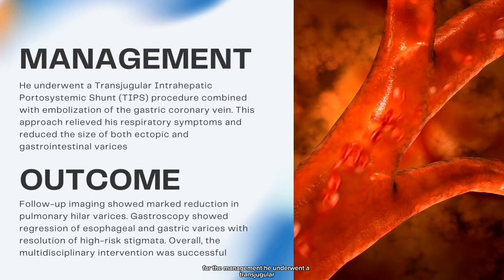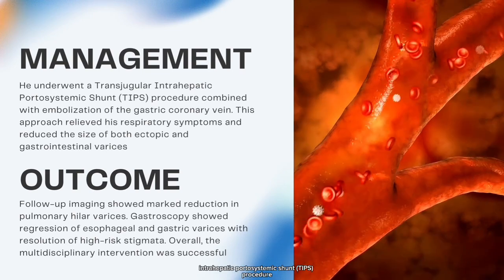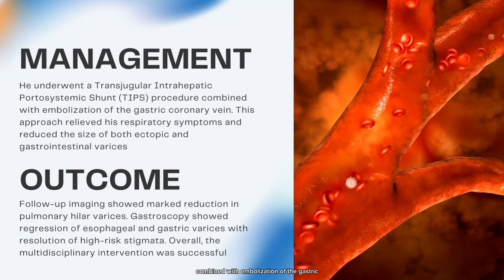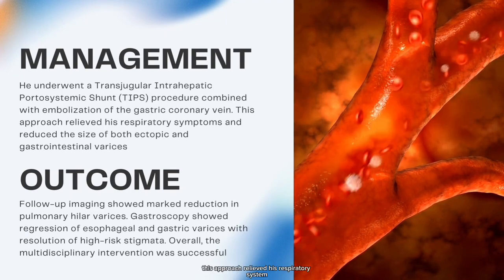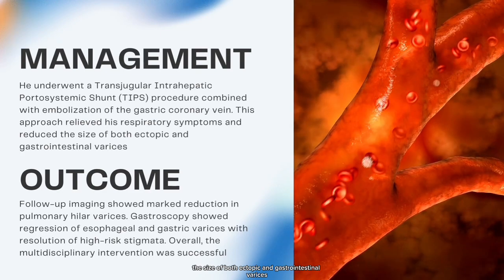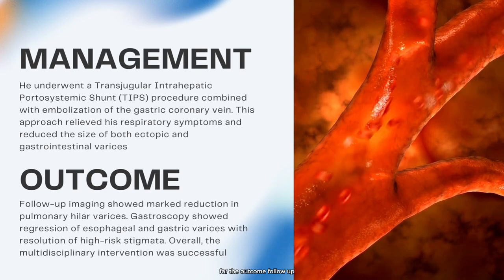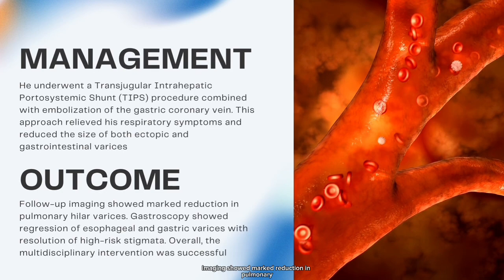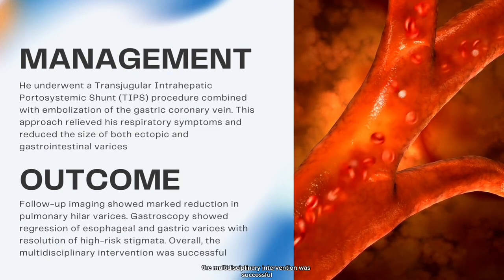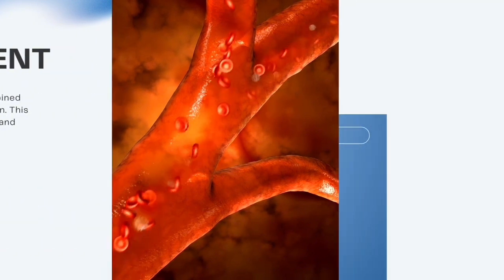For the management, he underwent a transjugular intrahepatic portosystemic shunt (TIPS) procedure combined with embolization of the gastric coronary vein. This approach relieved his respiratory symptoms and reduced the size of both ectopic and gastrointestinal varices. For the outcome, follow-up imaging showed marked reduction in pulmonary hilar varices. Overall, the multidisciplinary intervention was successful.